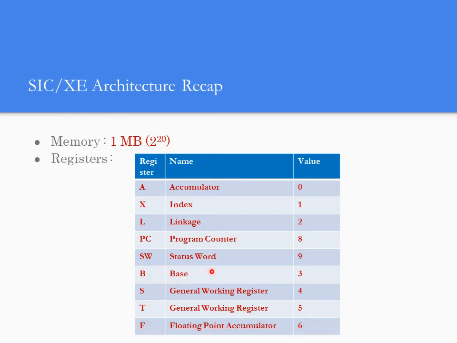They are the base register with the register number 3, and you have 2 general purpose registers which will be used in some instructions for storing temporary data, and their values are 4 and 5. And you have an extra register, the floating point accumulator. This is used for storing floating point numbers. There is one difference in size: the floating point accumulator register is 48 bits compared to all other registers whose size is 24 bits. So this you have already seen before.